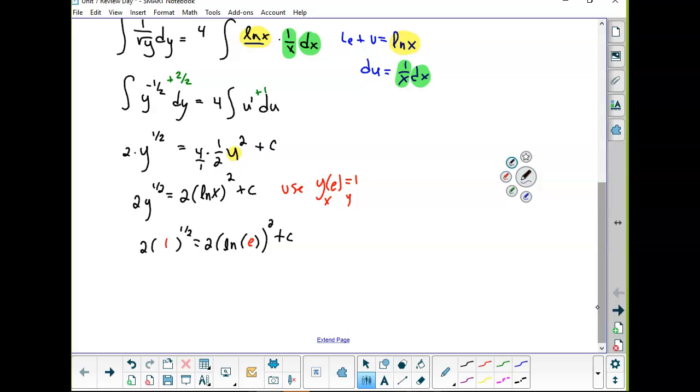So the nice thing is the left side, 1, this is really like the square root of 1. That's 1. 1 times 2 is 2. Remember the natural log and e, those reduce out. So technically there's just a 1 left over. And then this is 2. Right? 1 squared times 2 is 2. If I subtract 2 over to the other side, I end up with c equaling 0.